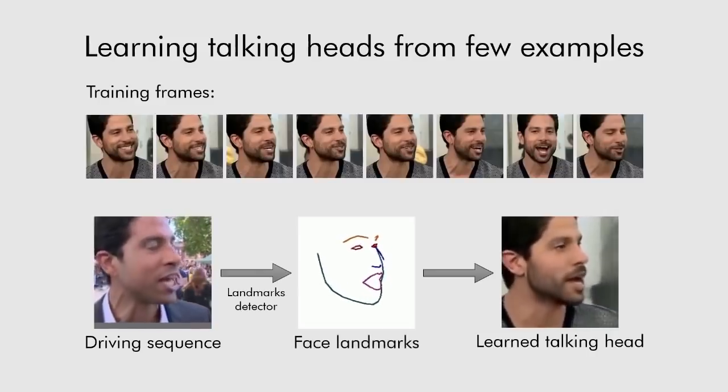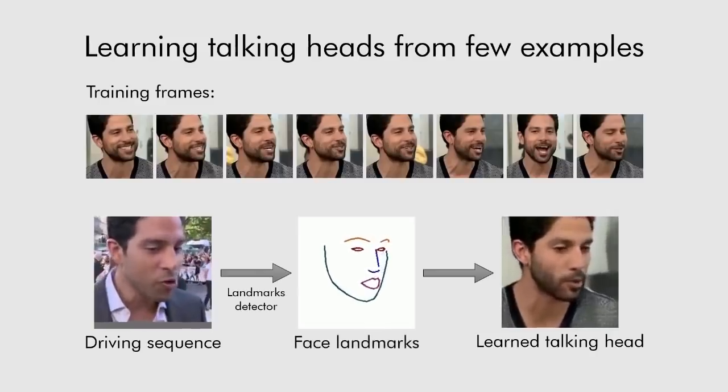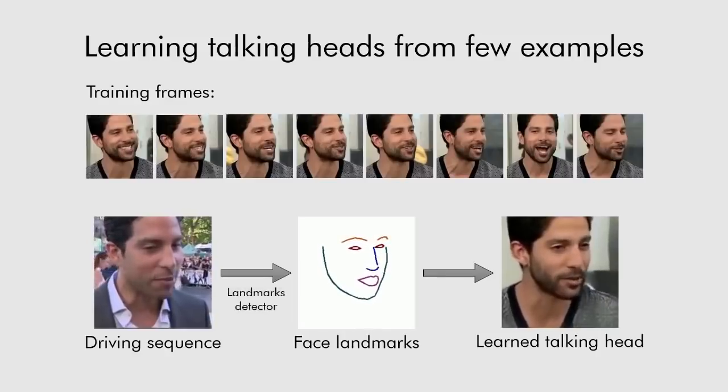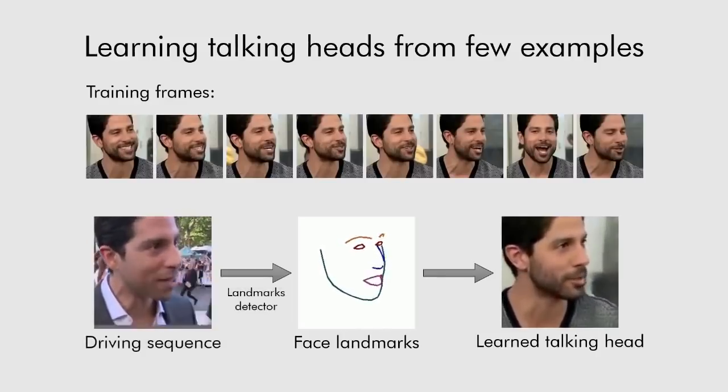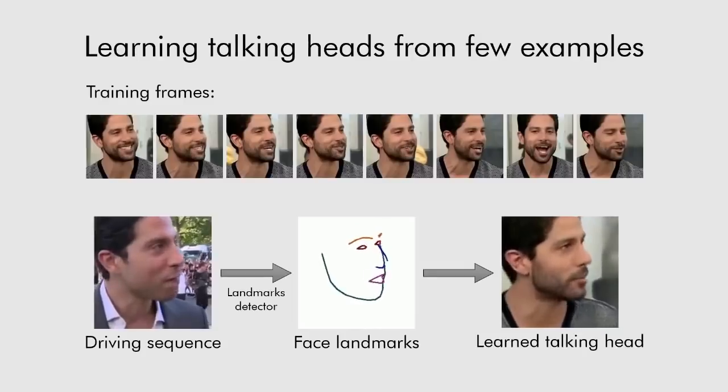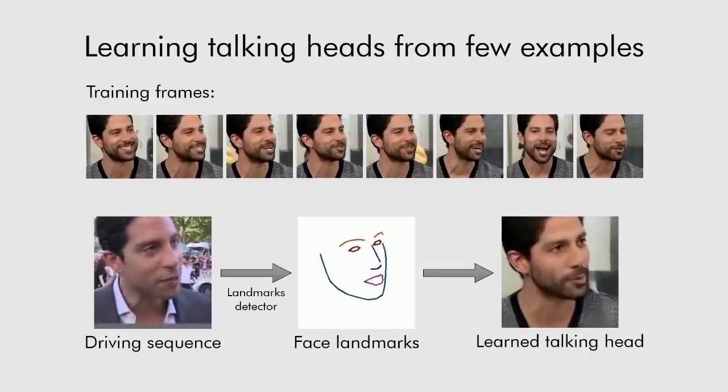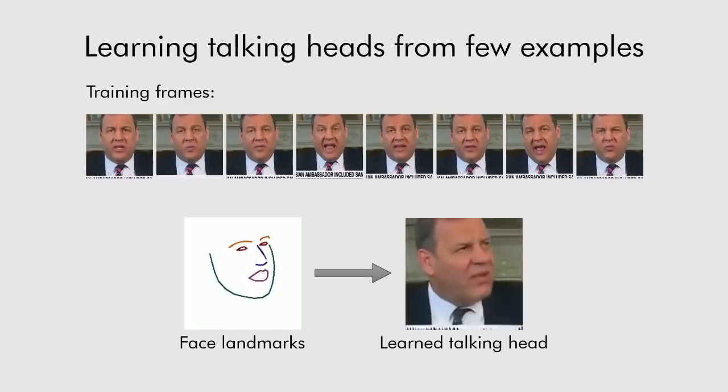In this case, we extract landmarks by running an off-the-shelf face landmark tracker on a different video of the same person. Effectively, the learned model serves as a realistic avatar of a person. Our talking head models work well, even for new view angles, not present in the training examples as shown here.